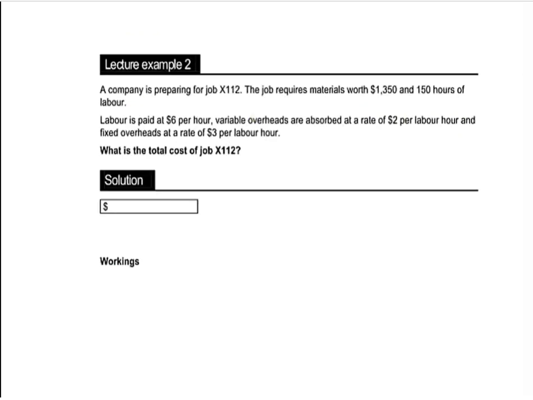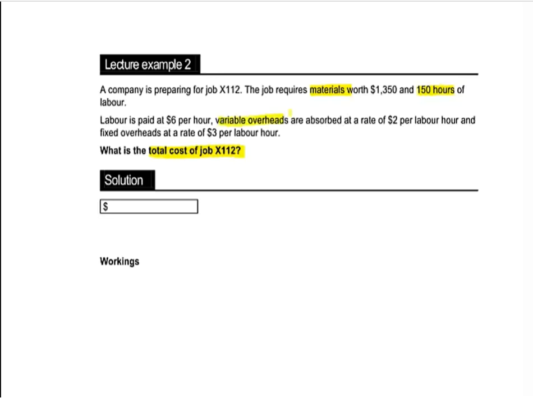Here then we're looking at the total cost of this job X112. So we need to set up a cost card then to give us the total cost. We've got information about the cost of materials and also of labour, but note that the labour cost is in hours, so we'll need to translate that into a financial amount.